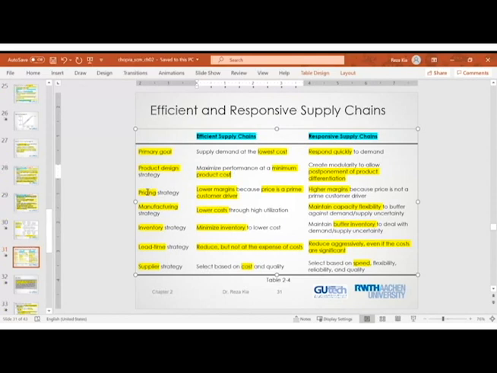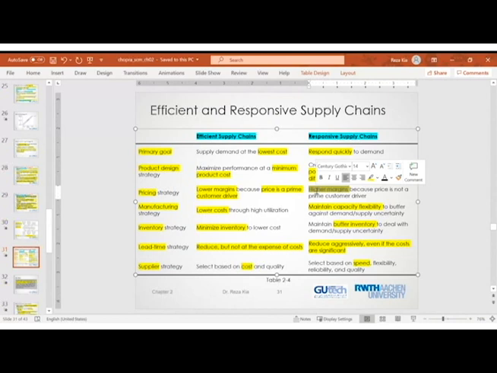What would be the pricing strategy in an efficient supply chain? The main concern of your customer is money. So you cannot have a huge margin. So the margin or profit is limited. But in a responsive supply chain, when your customers care more about the delivery time or the customization or quality, then you can put more profit on your product.